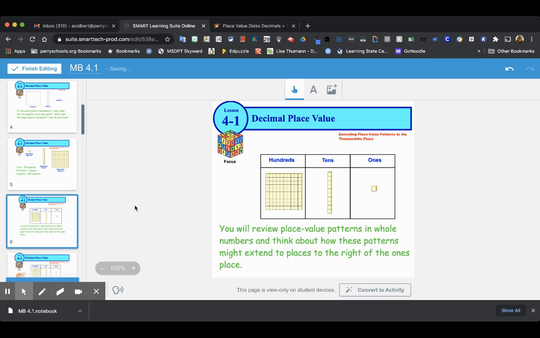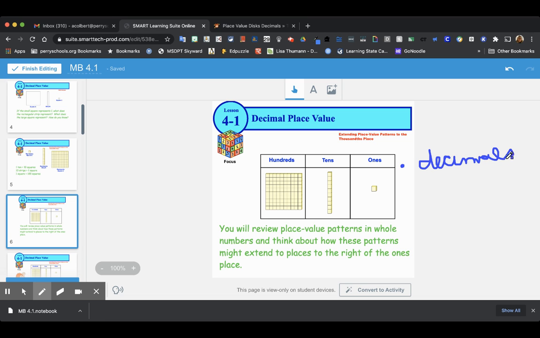We're going to review place value patterns with whole numbers and think about how these patterns might extend to the right of the ones place. And so we know just from that warm up and from the vocab review, we know that a decimal point would go right here. And so then we would have decimals over here to the right. Over here is where we would have those decimals.